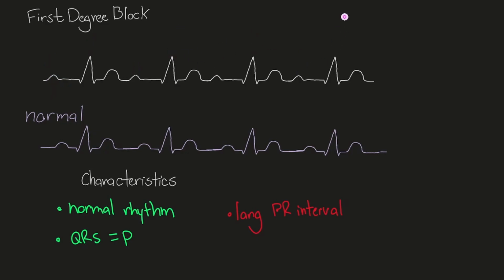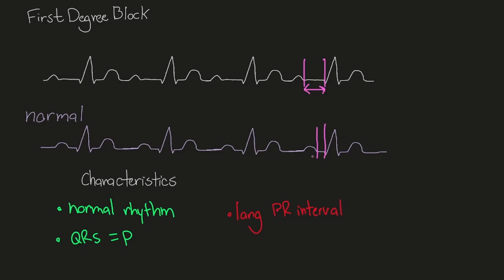Now, what is the issue here? Or what is the abnormal part of our first degree block? It is our long PR interval. So if I grab my pink right here and we look here, here's our PR interval for our first degree block, and here's our PR interval for our normal EKG. It's almost double in length. That is the abnormality that points to a first degree block.